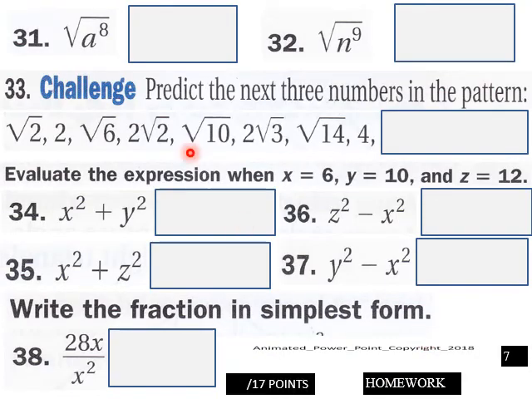And then page 7, continuing here, simplest form, simplest form. Then you have a challenge here. And then 34, 35, 36, 37. Evaluate the expression with these values. And then for 38, write the fraction in simplest form. And it's 17 points here for page 7.